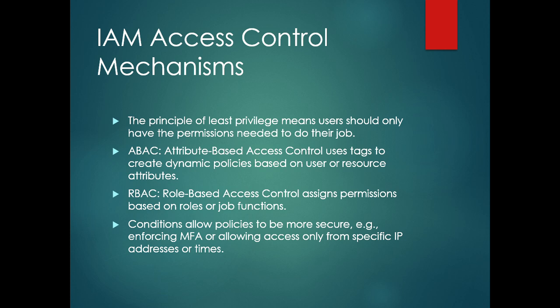ABAC, attribute-based access control, uses tags to create dynamic policies based on user or resource attributes. So this uses tags to dynamically control access. RBAC, role-based access control, assigns access based on a job function. So role-based access control is for specific job functions.